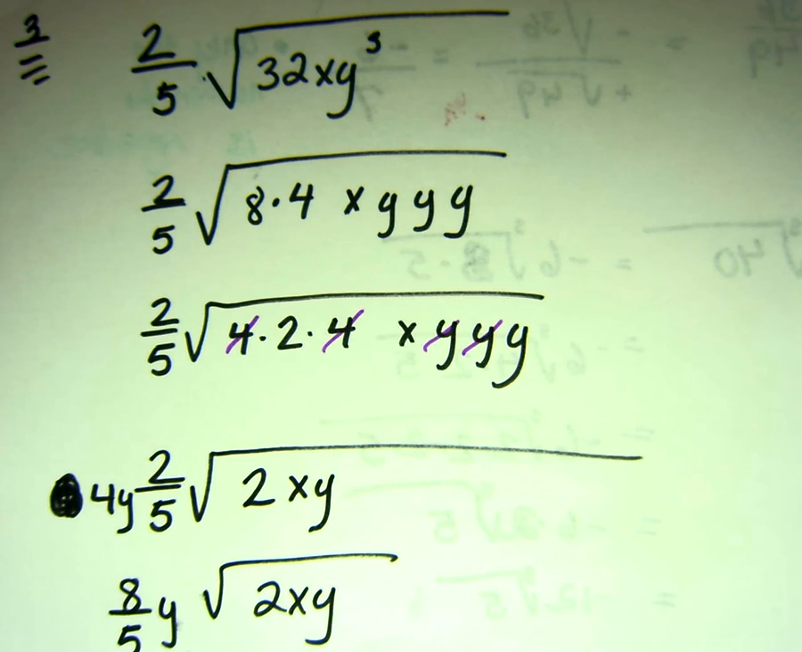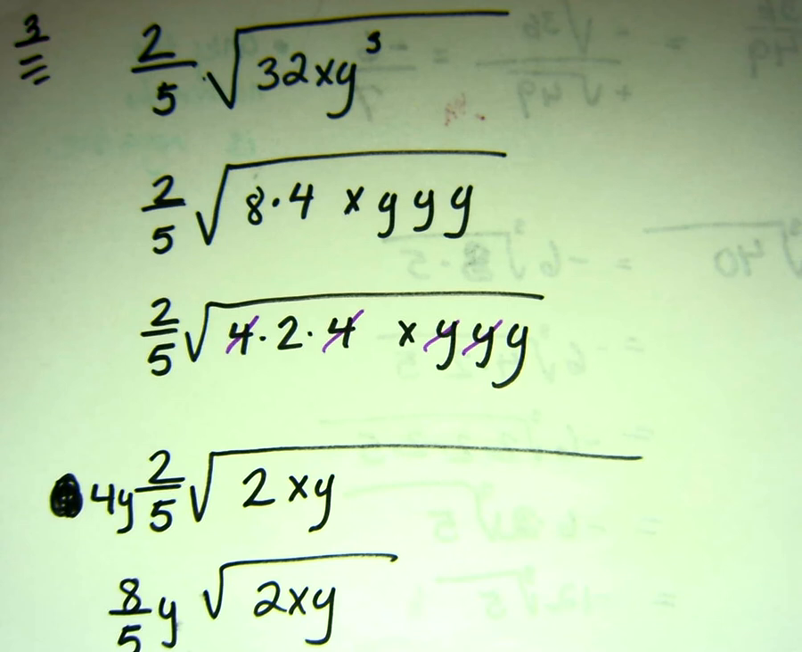Also bring down your 2/5. I'm still factoring. So I broke down the 8 and brought down the 4. 8 is 4 and 2. Still brought all my variables down.